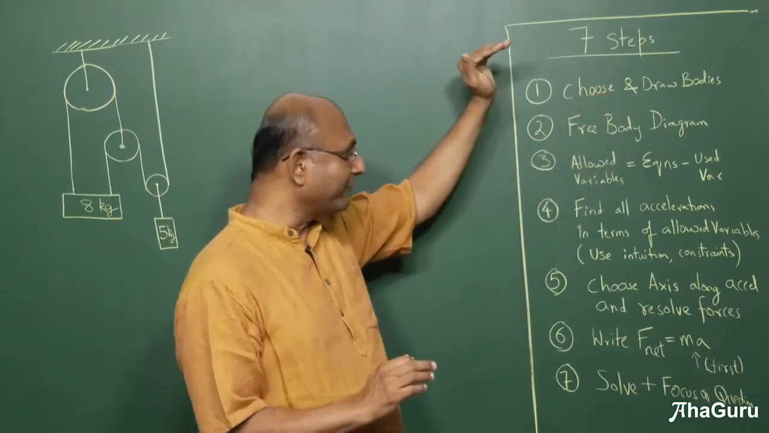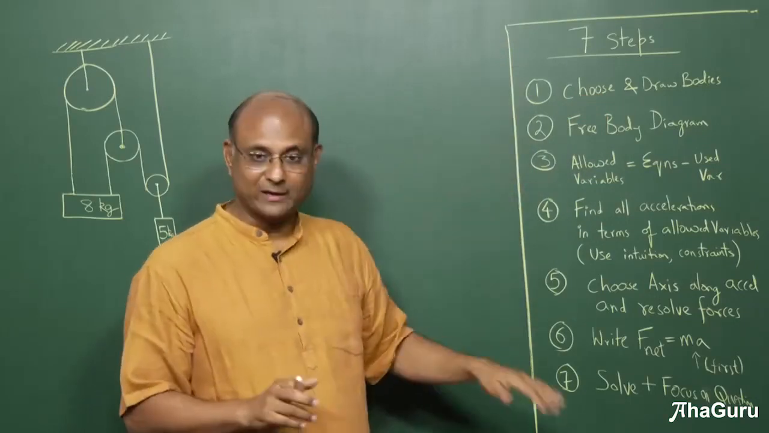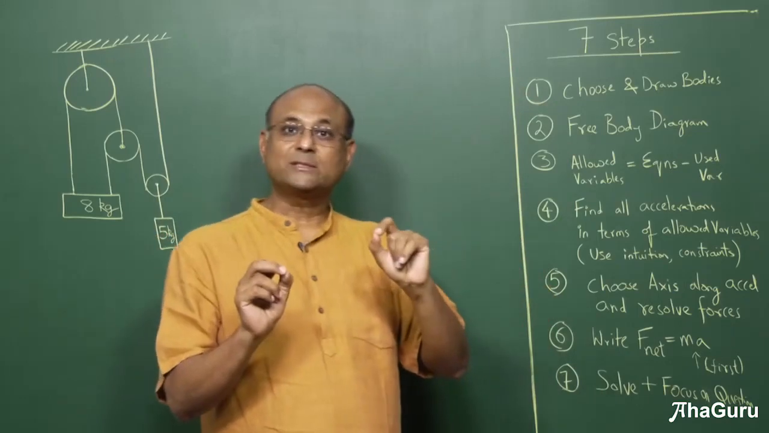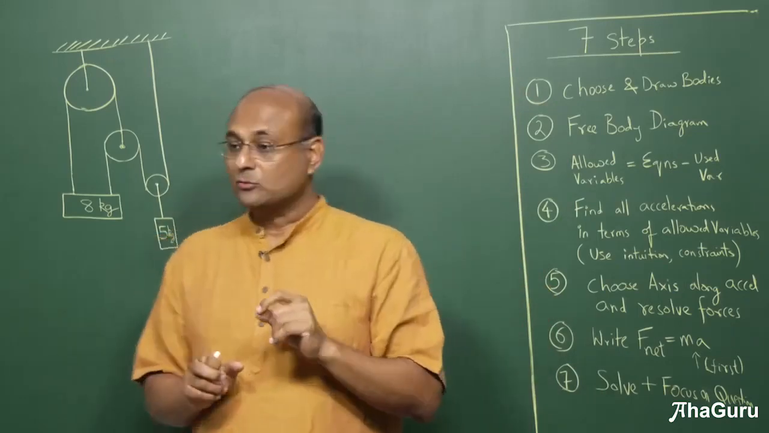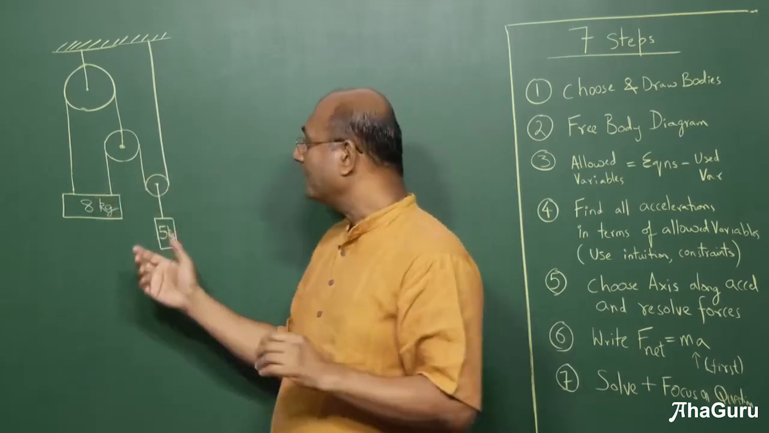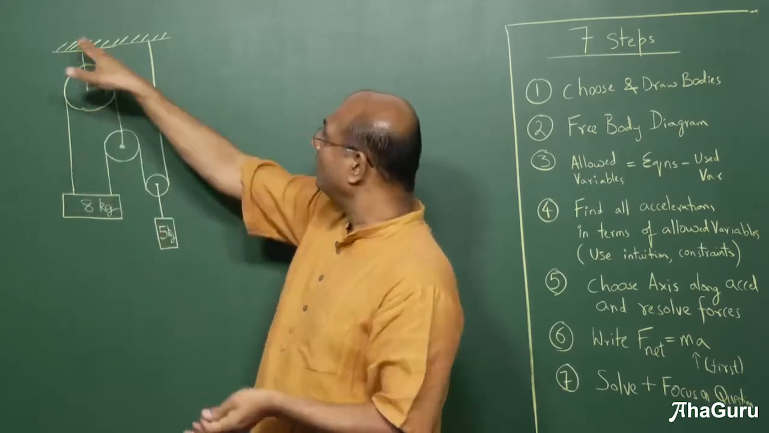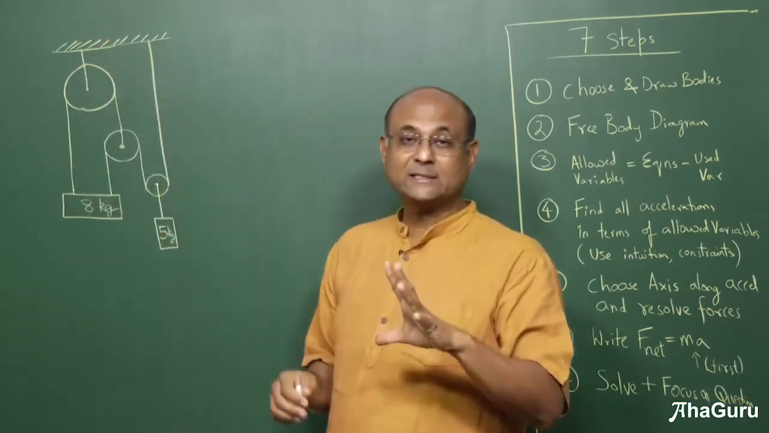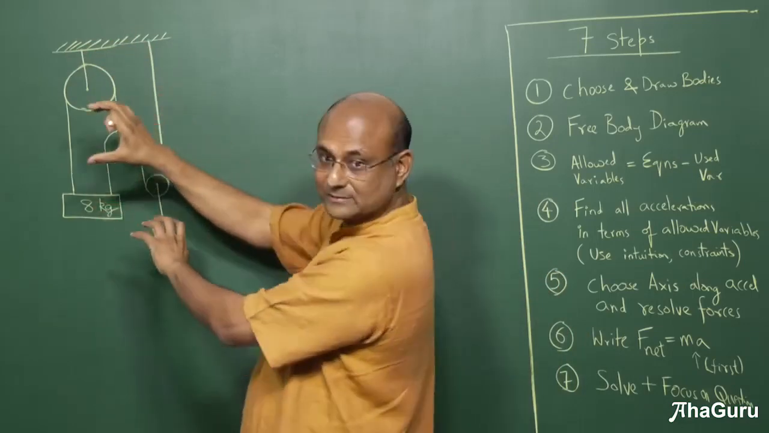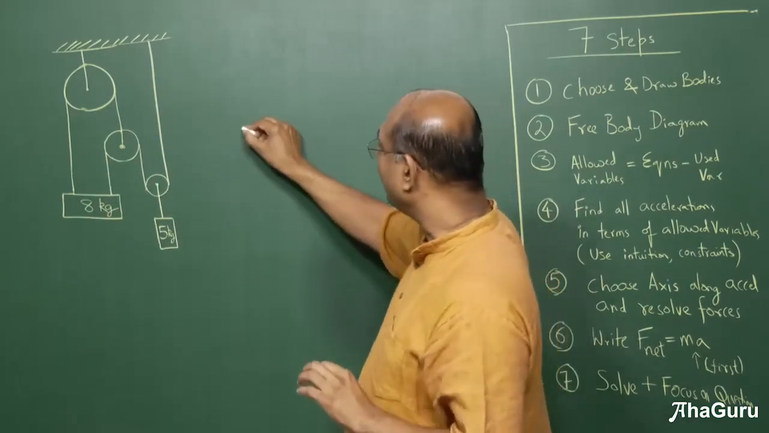So you will see that you have to do these 7 steps in order. Let's see why. First, what is the first step? Choose and draw the bodies. Now choosing the bodies, you may think that's very silly, but choosing the body is very important. Do I draw the rope? Do I leave the rope? Do I draw this support? In many cases, choose the bodies that move and don't make these bodies look like this when you're drawing. Give enough space and draw. So my first step itself is quite important.